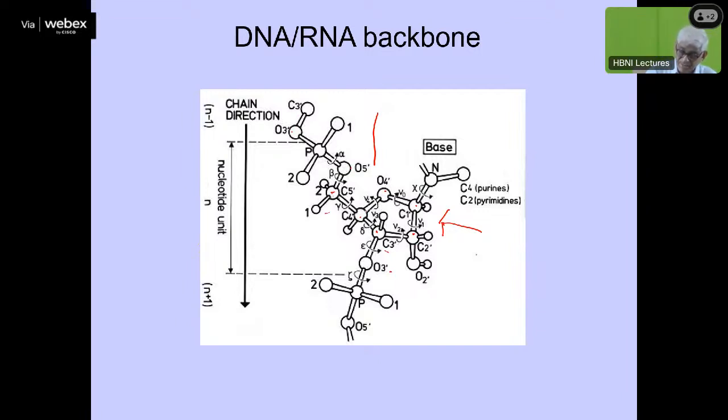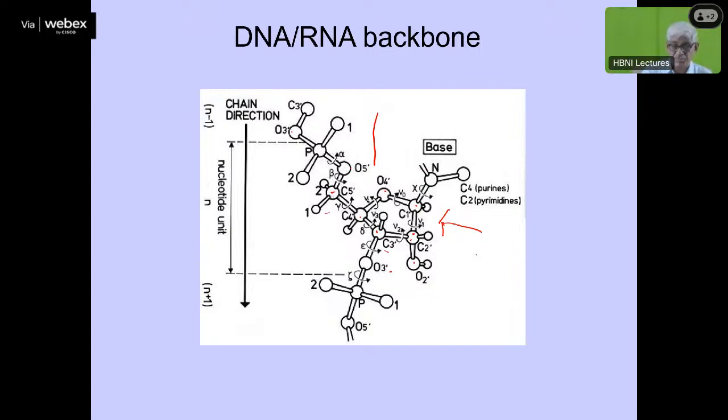Now in this 5-membered ring, at the C2 prime position, there is an oxygen here, and an OH group here. If this oxygen is present, then it becomes RNA. This is called the ribose ring. If this oxygen is not present, if there is only hydrogen there, then it is called the deoxyribose ring. So this is the distinction between the DNA and the RNA backbone. The rest of the things are the same, except of course in the bases there is also a small difference.